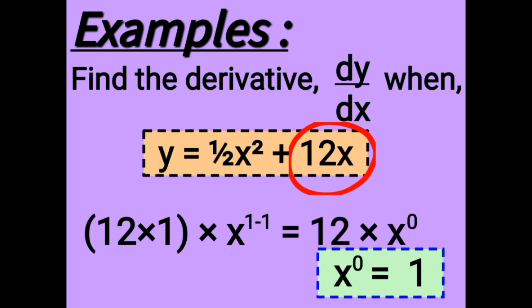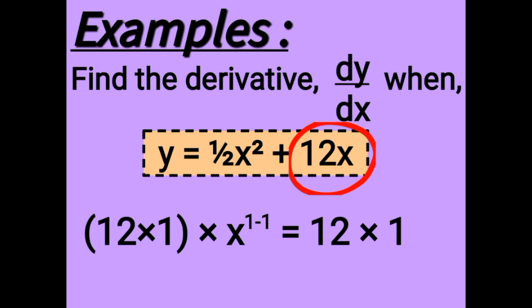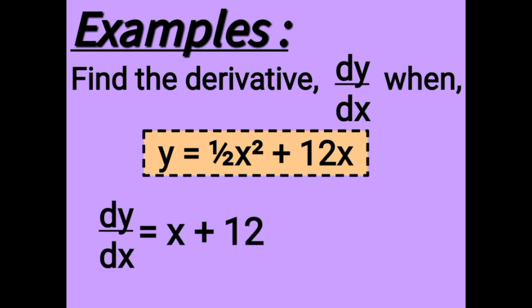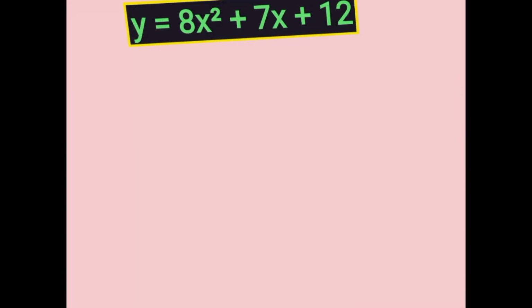X to the power 0 equals 1, then 12 times 1 equals 12. And hence, the derivative dy over dx when y equals 1 over 2 x squared plus 12x is x plus 12. Now, let's take a look at a few more examples.